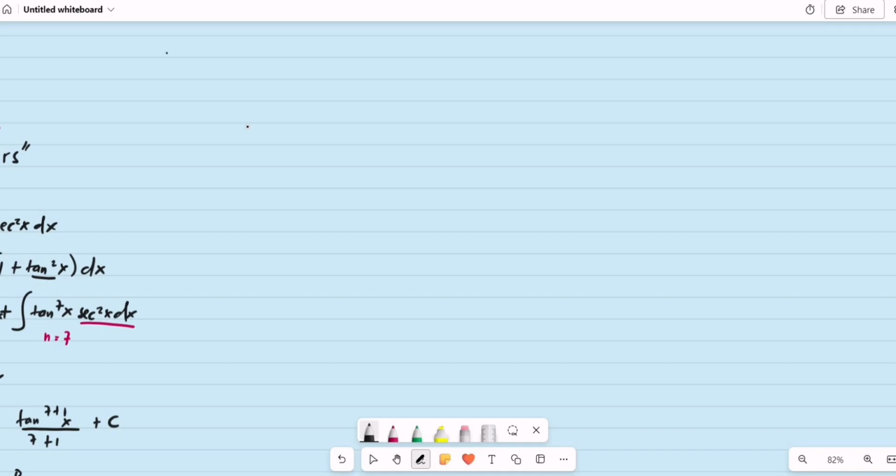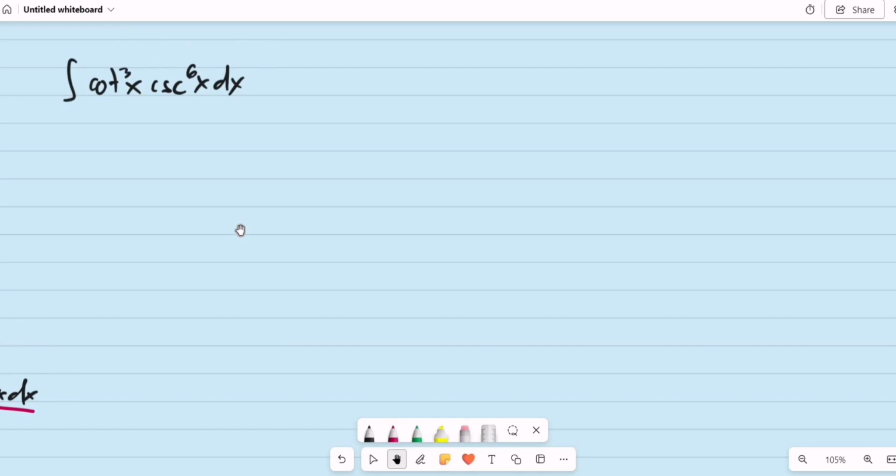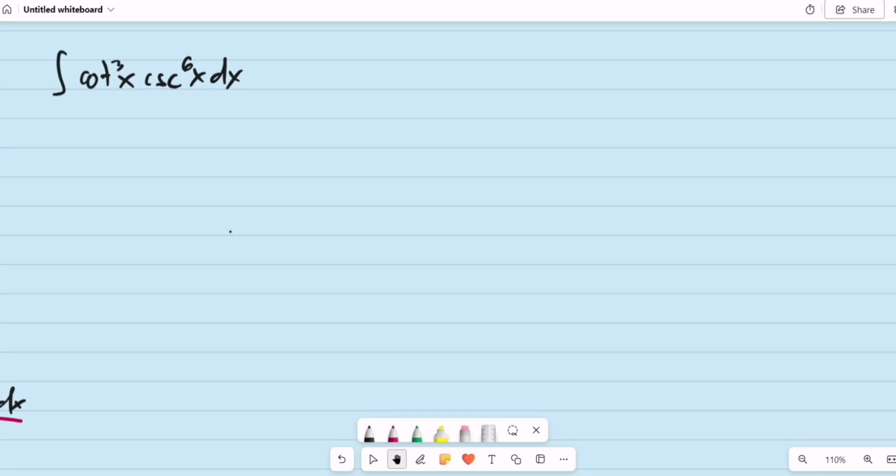Okay, next example. Let's try the integral of cotangent cubed of x, cosecant raised to 6 of x dx. When it comes to the cotangent and the cosecant, what is our useful identity? Still from the Pythagorean identity, we have 1 plus cotangent squared of x is equal to the cosecant squared of x. So all we have to do is extract or factor out the equivalent of cosecant squared x from our integrand.